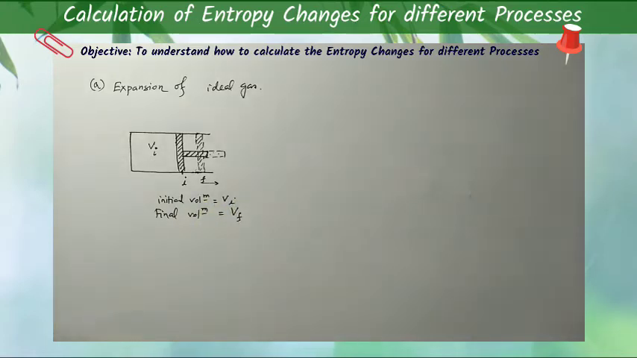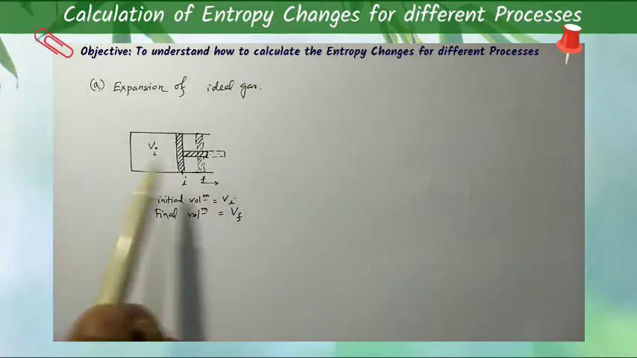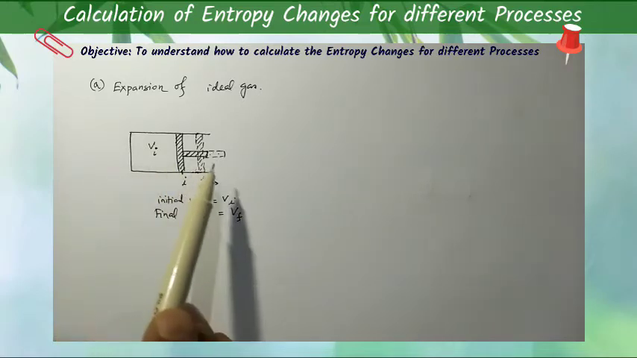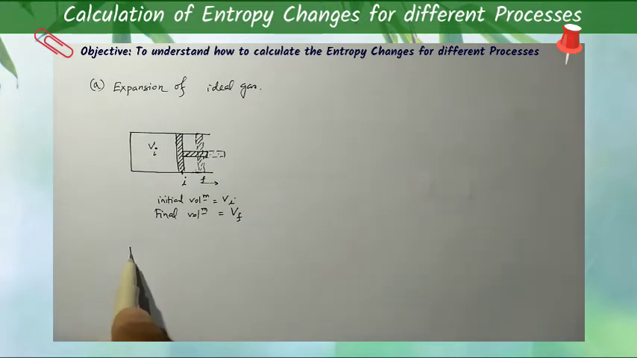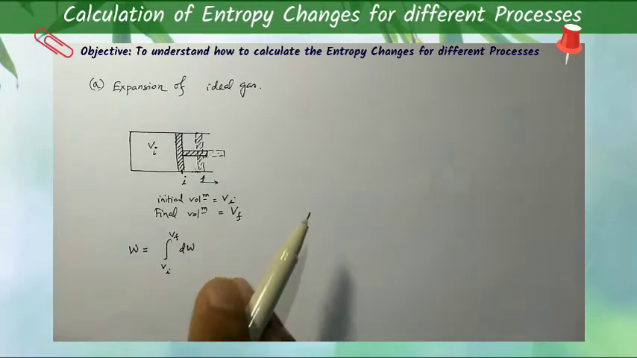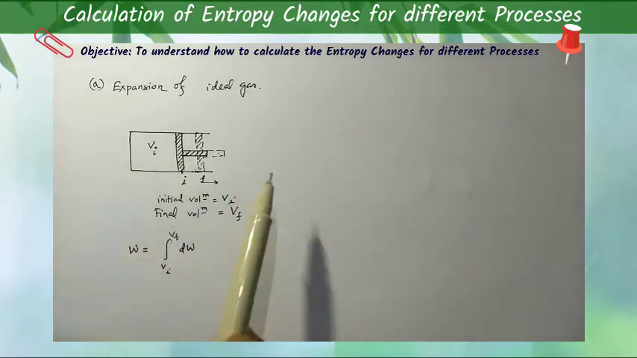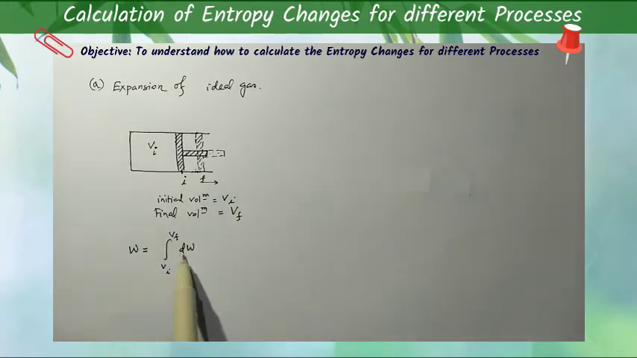Understand? Now, since this expansion process is done by the system, we can write the total work as the integration of dw from Vi to Vf. Here we consider that the process is reversible. If the process is reversible, then only can we write a small d, dw, and do the integration.